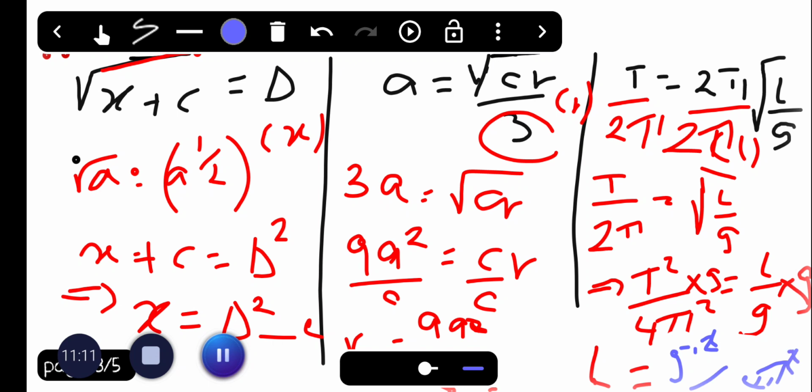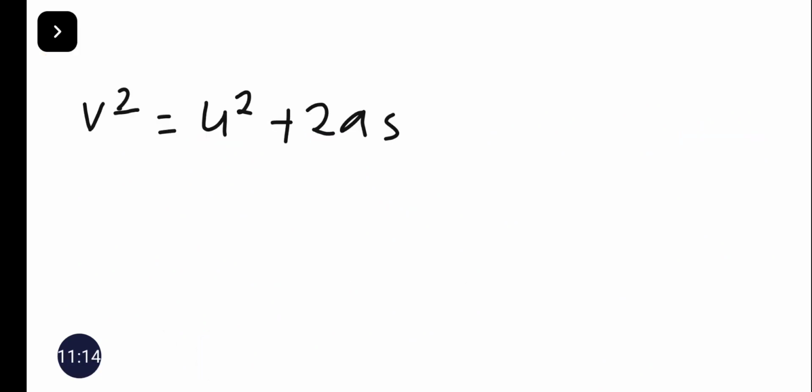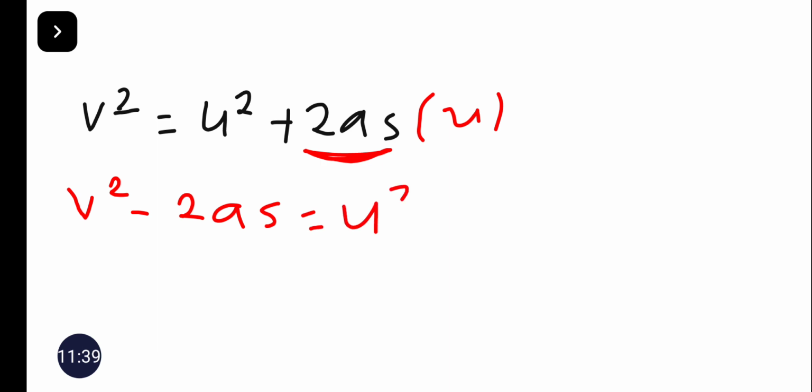That's our l. Okay, what if you have a situation like this case, where we should make u the subject? The opposite of squaring, when you have a square, to remove it, you use the square root. So the first thing we're going to do here is make u squared the subject, but we still have 2as here. So we are left with v squared minus 2as equal to u squared. How do I make u the subject? How do I remove a square? To remove a square, we simply take the square root of both sides.